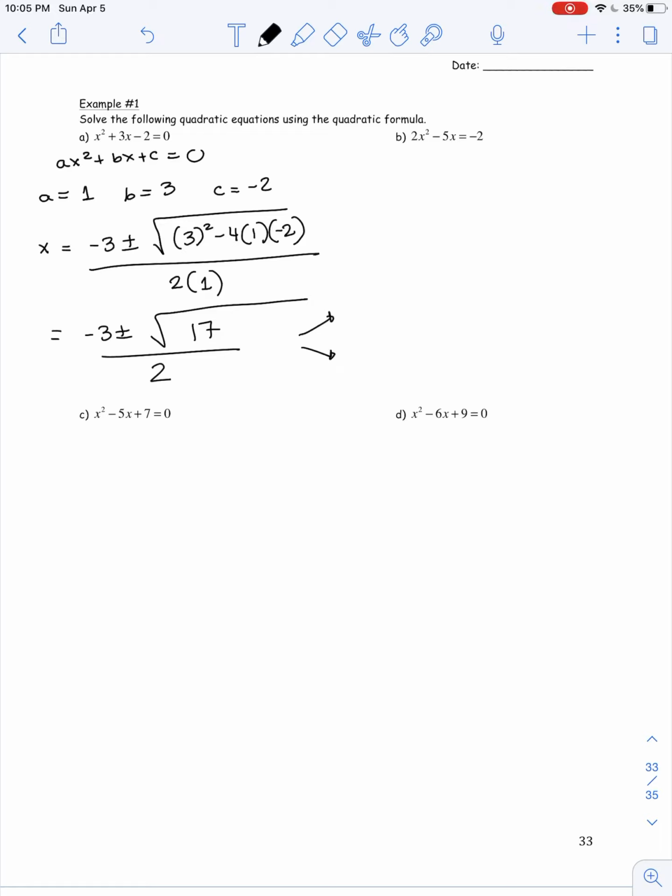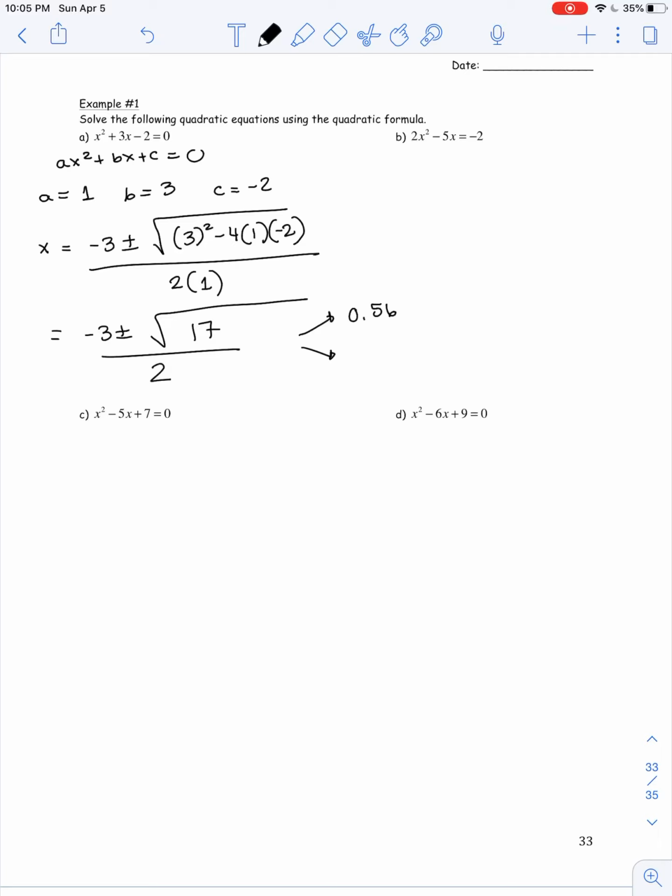We're going to solve this. We're going to get the answer. So we're going to put both the positive and the negative in our calculator. So you're going to go negative 3 plus the square root of 17. You're going to get the answer, and then you're going to divide the answer by 2 to get 0.56. So that's one x-intercept.